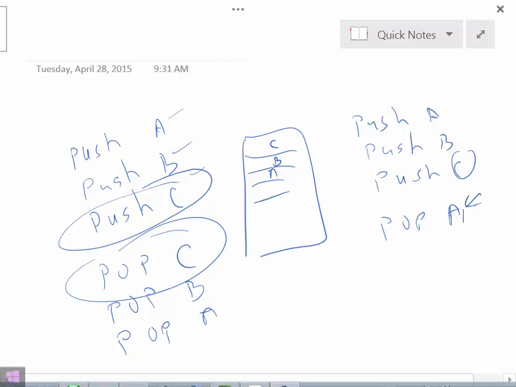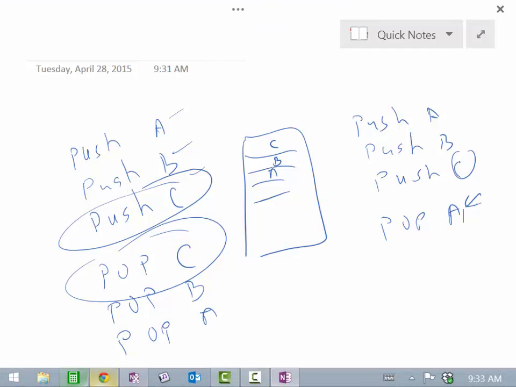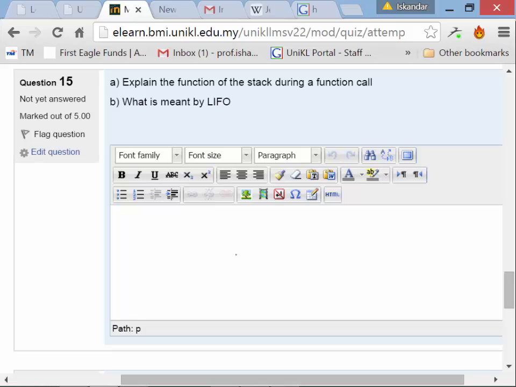So going back to our quiz right there, what is meant by last in, first out is what that means. The last thing you pushed onto the stack is the first thing you pop off right there.